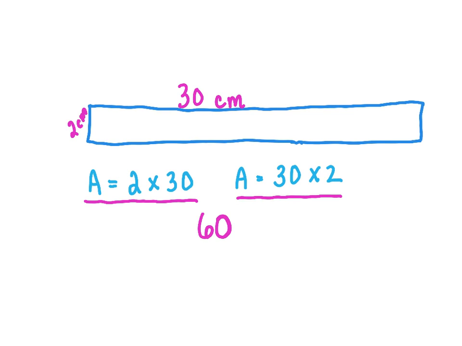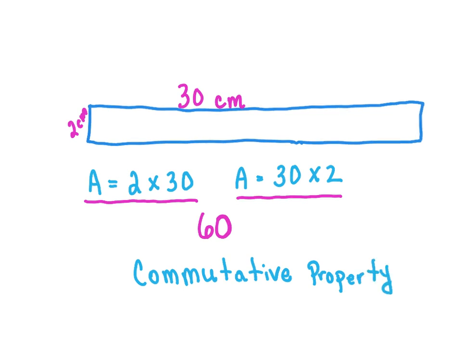The formula has 2 factors and we can multiply those in any order and get the same product because of the commutative property of multiplication. This property allows us to take our factors and put them in any order, and they're still going to equal the same product.